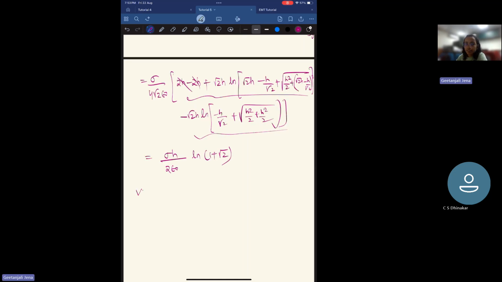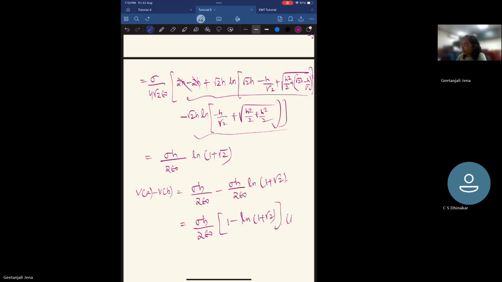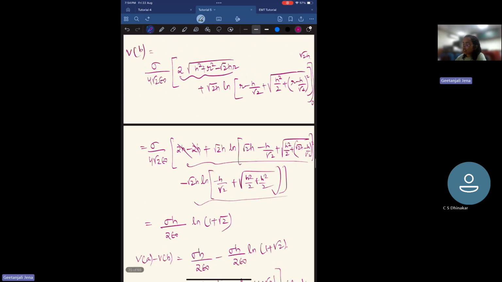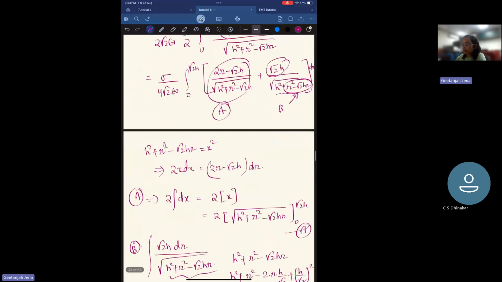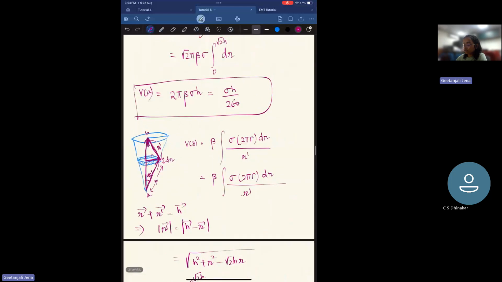So now we know VA and VB. So VA minus VB will give, this is sigma by 2 epsilon naught. The other one is sigma h by 2 epsilon naught ln 1 plus root 2, which is sigma h by 2 epsilon naught times 1 minus ln 1 plus root 2. So this is how you can calculate the potential for a pole.